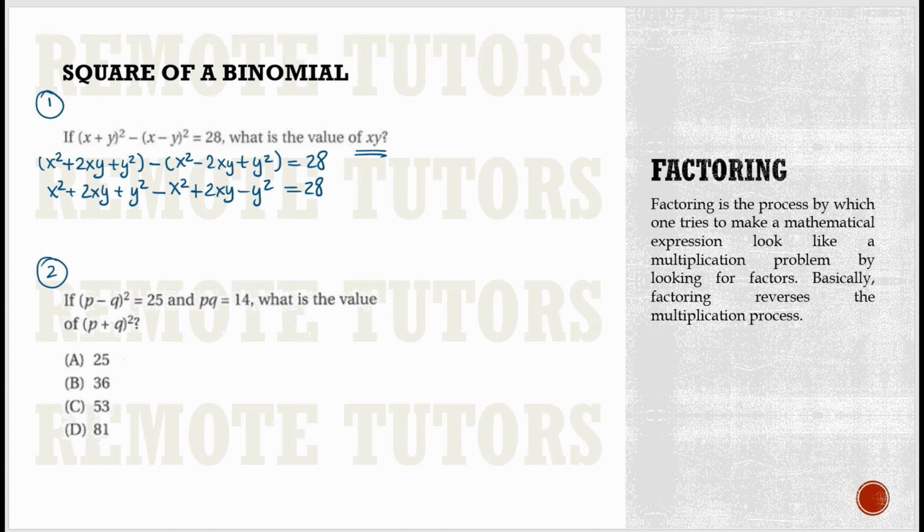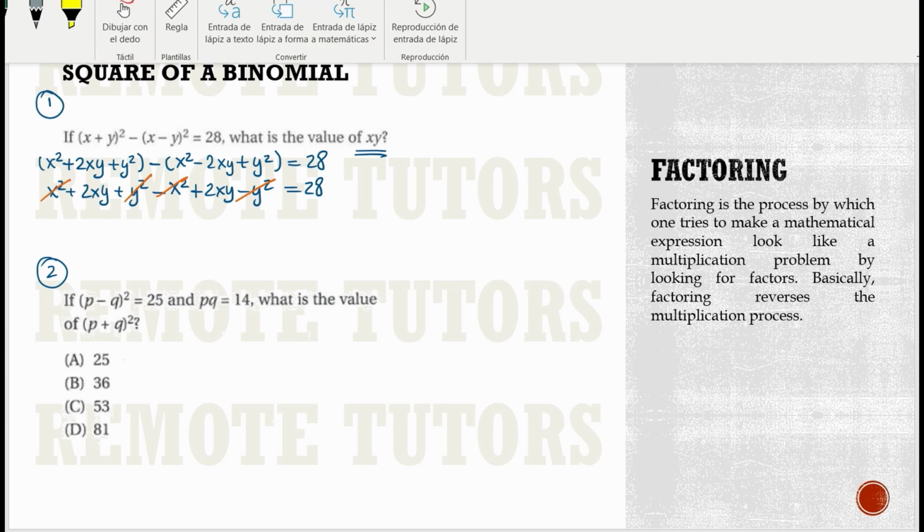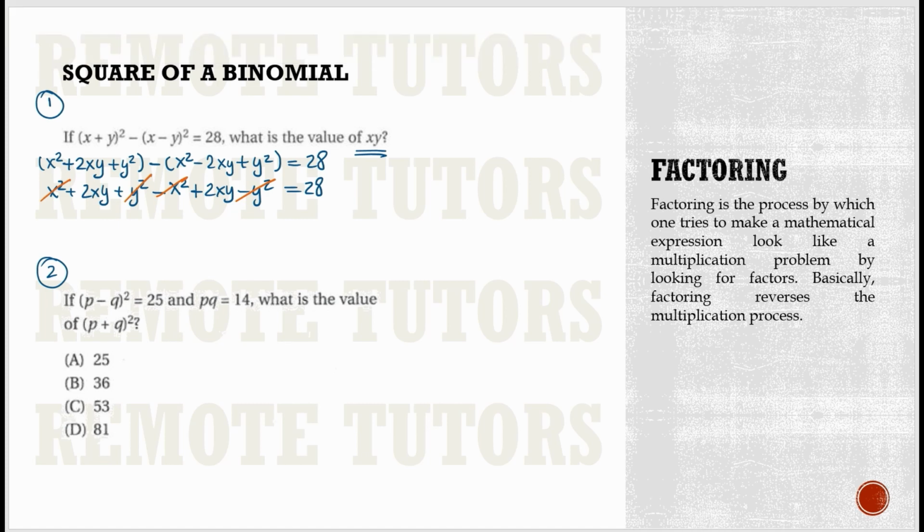What comes next is to combine like terms. So x squared minus x squared gives 0. Y squared minus y squared gives 0. And at last, 2xy plus 2xy is 4xy. So finally, divide by 4, and you will get that the value of xy is, well, it's 7.